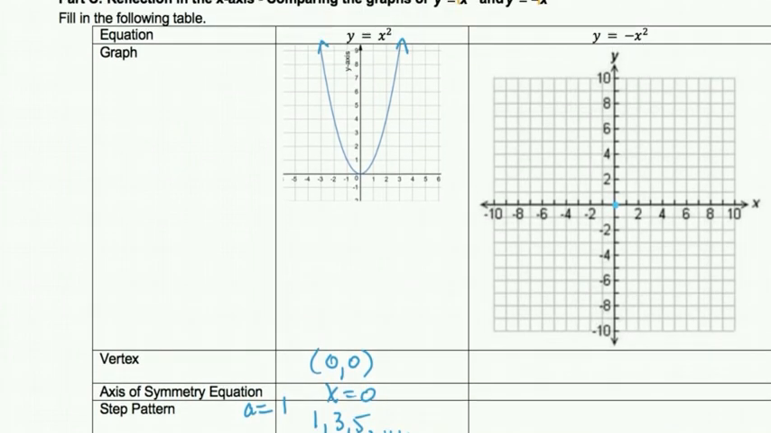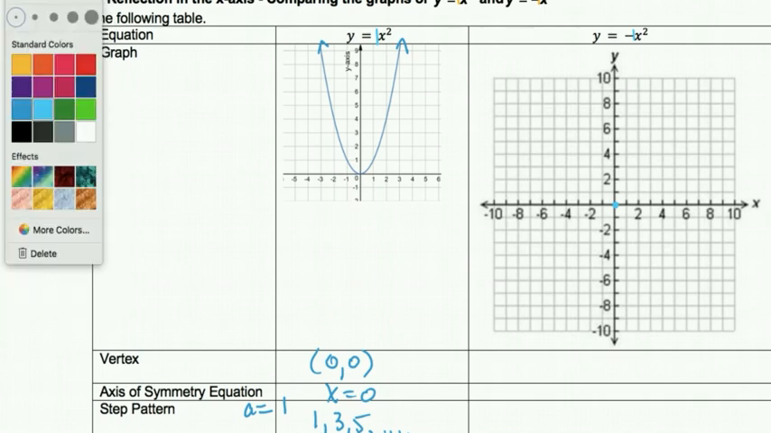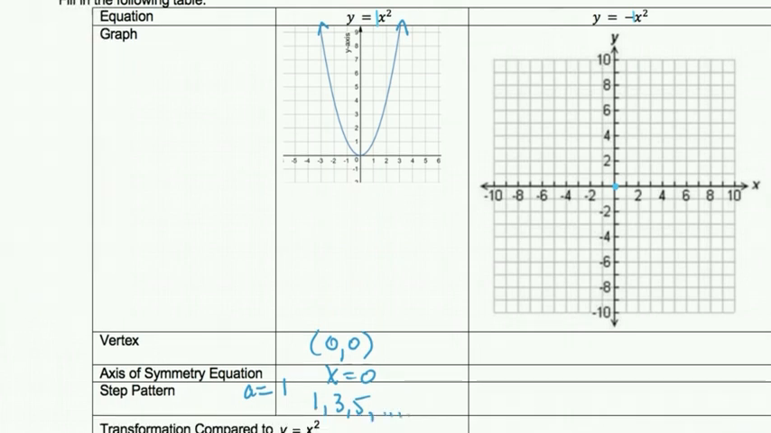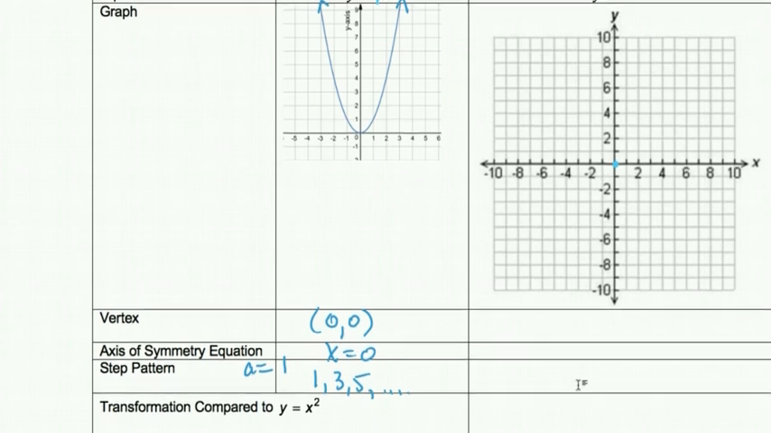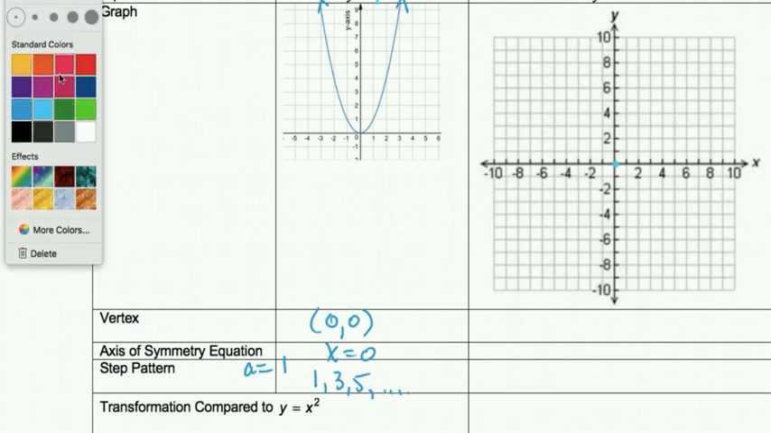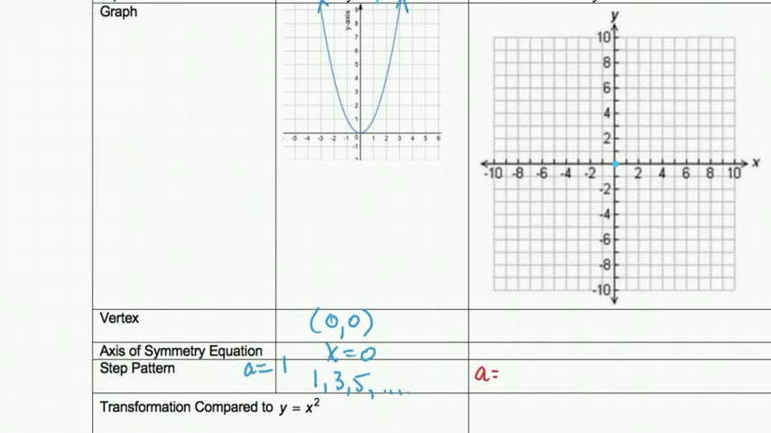But then let's just go right to analyzing our step pattern. So in our equation here, again, there is a negative 1 sitting out front, right? This one had a positive 1. We can kind of fill these in later, but right now let's look at the step pattern. So we know our a value is negative 1.